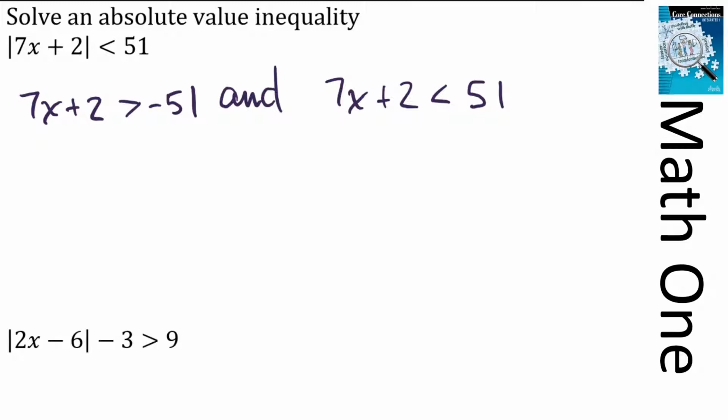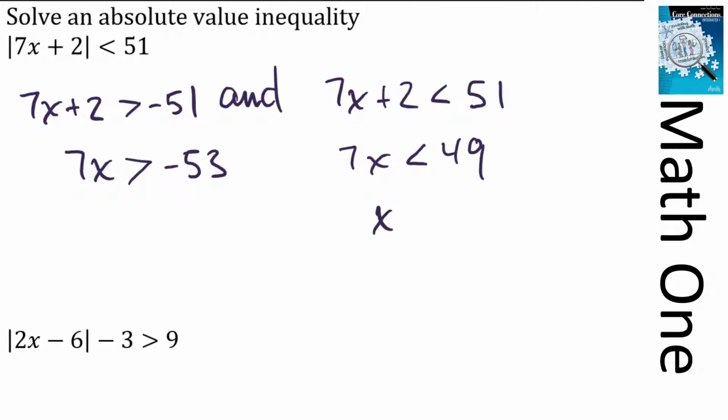Anyways, for both of these inequalities, I'm going to do the same two steps to figure out what specifically the boundaries of x are. So I'm going to take away an additional 2. So I've got 7x is greater than negative 53. And then over here I've got that 7x is less than, and I'm taking away a 2 there, so that would be a 49. 51 minus 2 is 49.